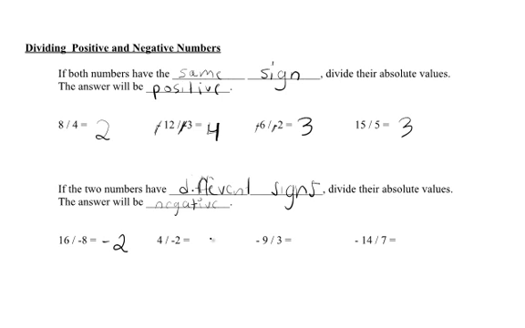4 divided by 2 is 2. How many of them are negative? Only 1. Our answer is negative. Negative 9 divided by 3, so we take 9 divided by 3 is 3, and it's going to be negative because they have different signs. And lastly, negative 14 divided by 7, take 14 divided by 7, we get 2, but it's negative because only one of them is negative.